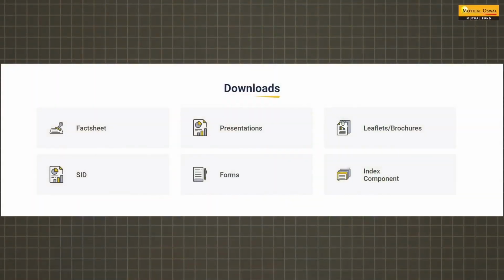And lastly, you'll have a download section where you'll be able to download fact sheets, long presentations, and your draft documents like your SID, where all the regulatory documents are attached. So I think the download section can give you much more details about the fund that you're investing in. So this is the overall, I think 95% of all AMC websites will have this information.